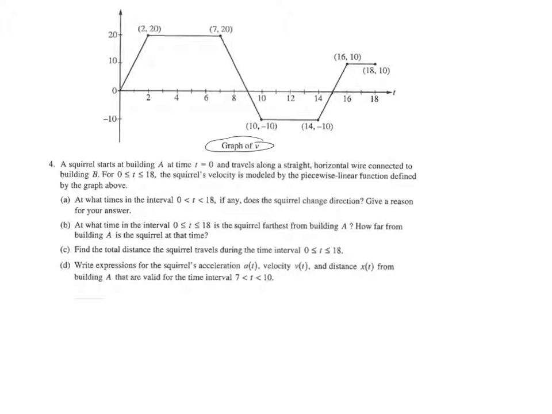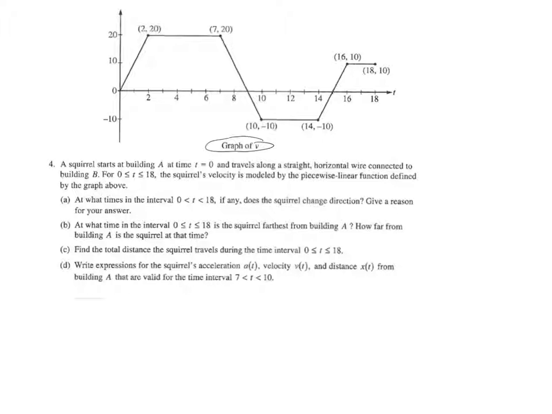A squirrel starts at building A at time 0 and travels along a straight horizontal wire connected to building B. For t going from 0 to 18, the squirrel's velocity is modeled by the piecewise linear function defined by the graph above. At what times in the interval 0 to 18, if any, does the squirrel change direction? Give reason for your answer. Again, this is your velocity, and you have to remember the difference between velocity and speed: velocity gives you a direction. Using that information, you should be able to come up with when the squirrel is changing direction and answer that.